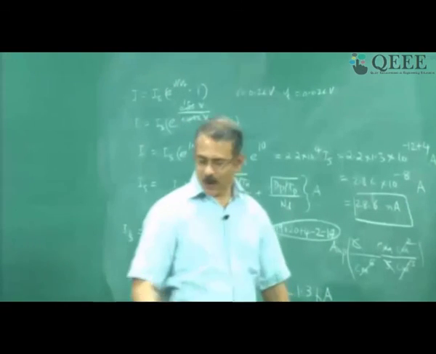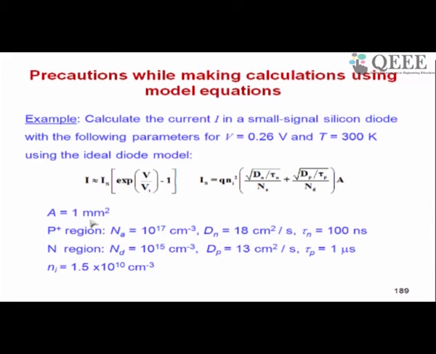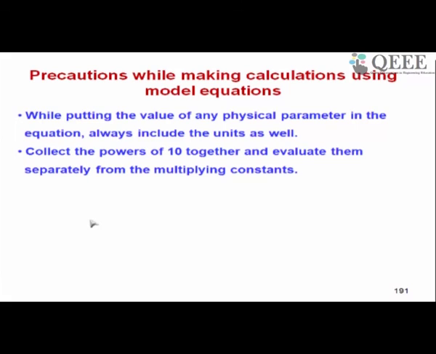Now this should tell you how you should make calculations. So let us summarize what are the important things that we must take care of in calculations. So while putting the value of any physical parameter in the equation, always include the units as well. So you can see that whenever we put the parameter here, we put the value and the units. Collect the powers of 10 together and evaluate them separately from the multiplying constants. So we have put the powers of 10 separate and multiplying constants separate, right?